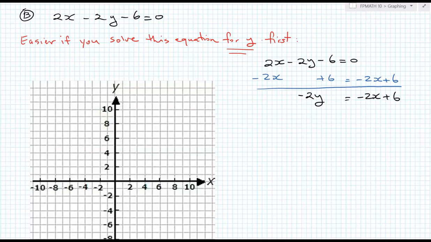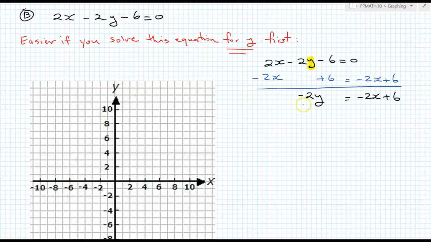Okay, so 2x minus 2y minus 6 equals 0. We want to solve for, basically, y. So we will have to get rid of the 2x and the negative 6 from the left-hand side. So we do the opposite operation: minus 2x, and add 6 to both sides. Whatever you do to one side, you have to do to the other side. And here it is.